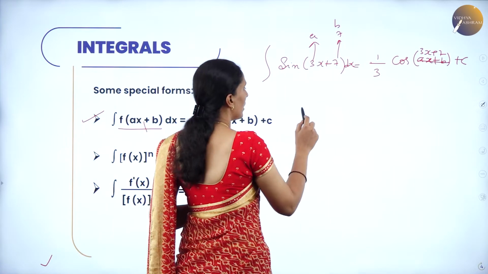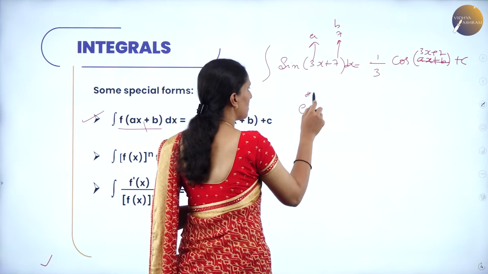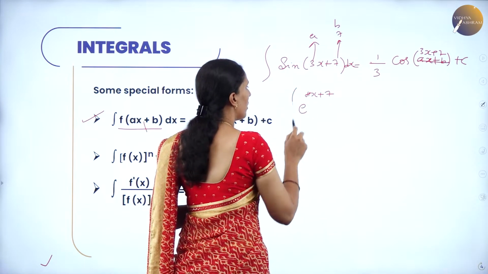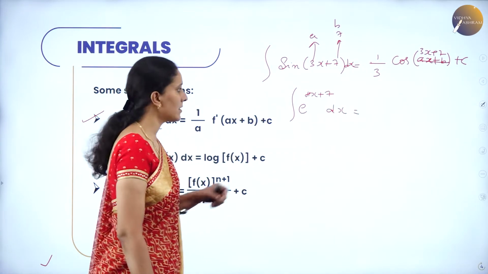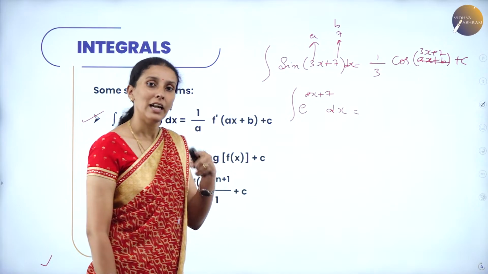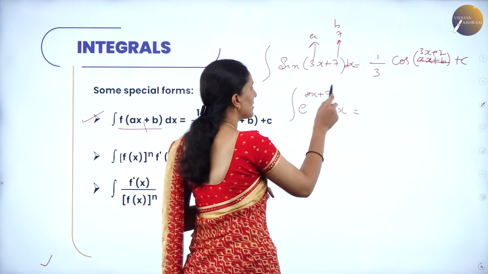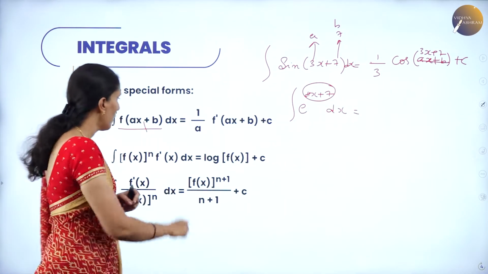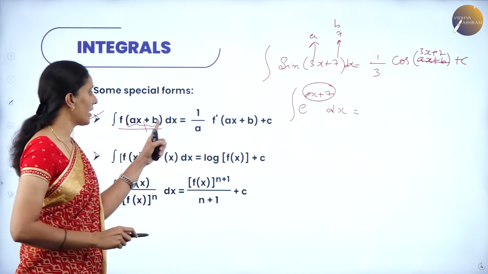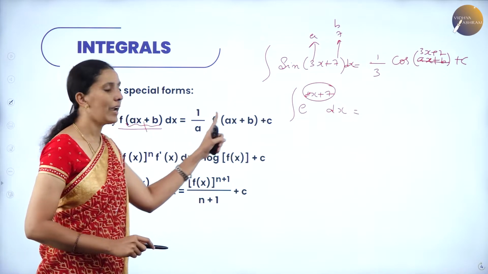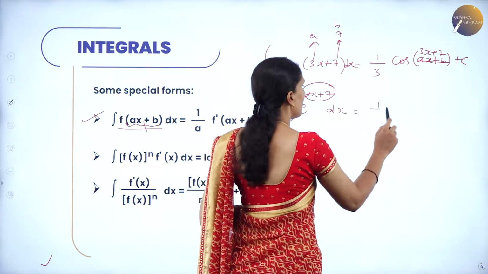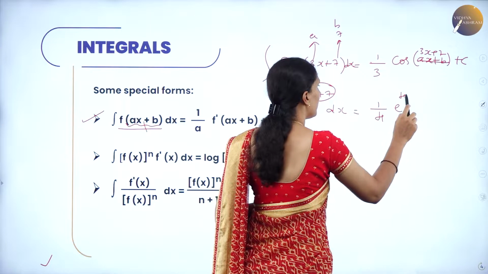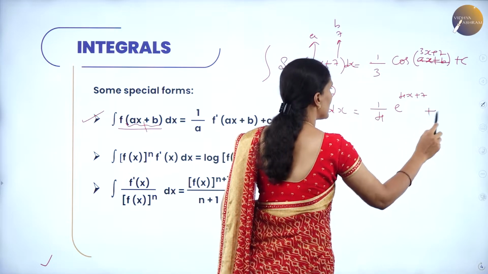Suppose you have e power 4x plus 7, when you are integrating with respect to dx. So what is the integral of e power x? It is e power x only. But this is in the form of ax plus b. Whenever any function is in the form of ax plus b, it is 1 by a times the integral value. So here it becomes 1 by 4 times e power 4x plus 7 plus c.